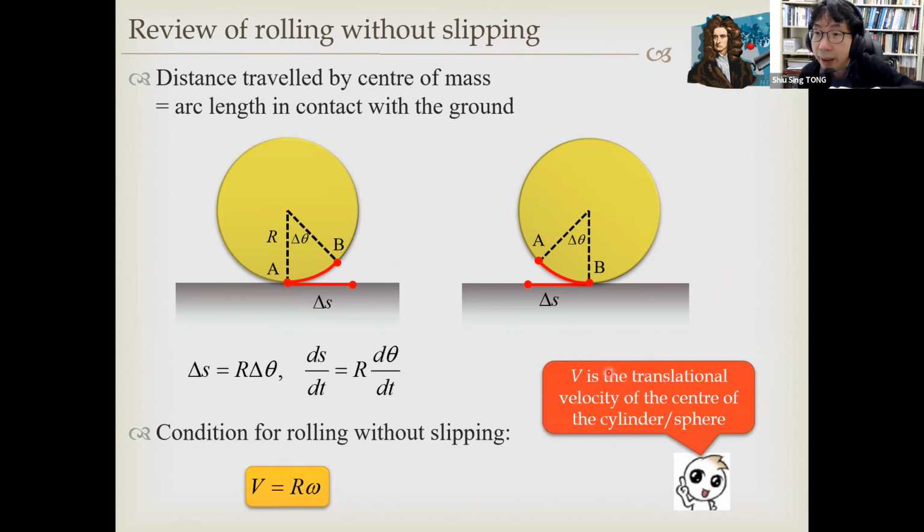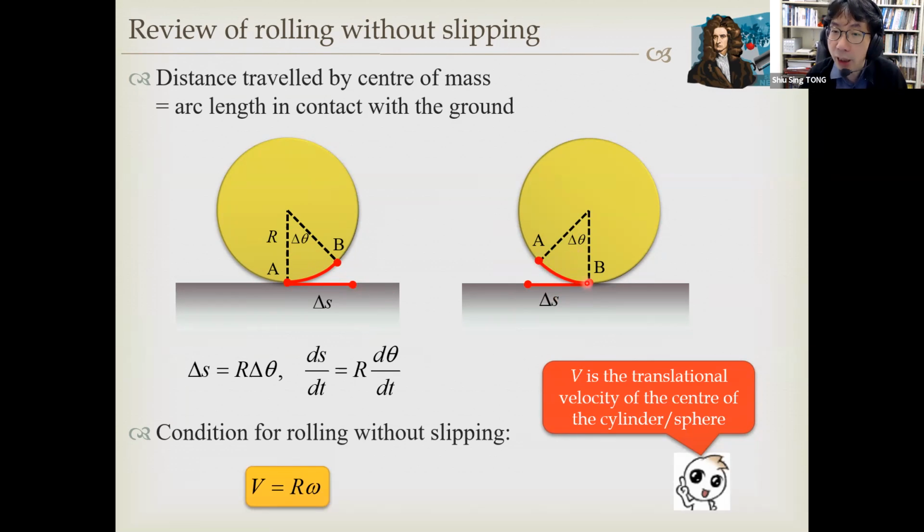A body rolls without slipping on a horizontal surface. Now, for rolling without slipping, you can see when the body rolls forward, suppose the body now rotates with an angle delta theta. Each point on the arc AB of the circular object will now be in contact with the table, right? So in rotating by angle delta theta, the body has advanced by a distance of delta S, where delta S is just the arc length subtended by the angle delta theta.